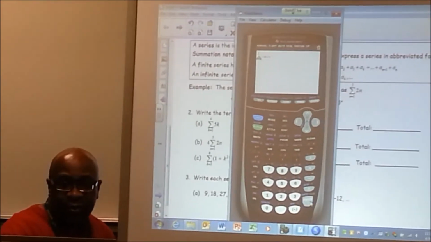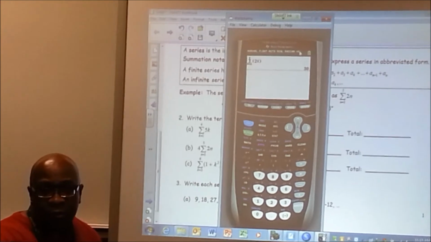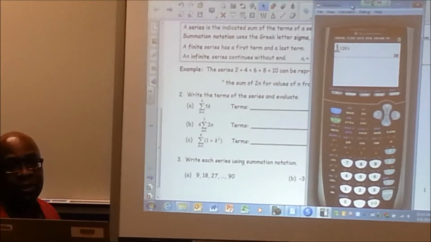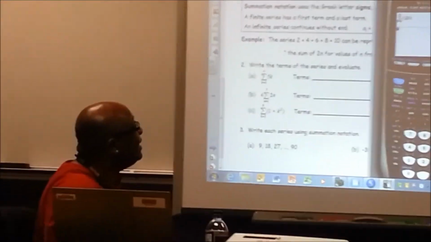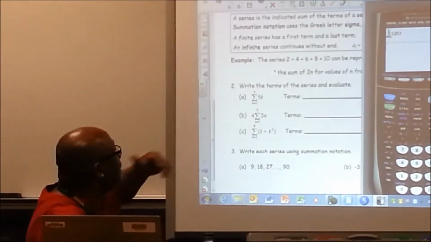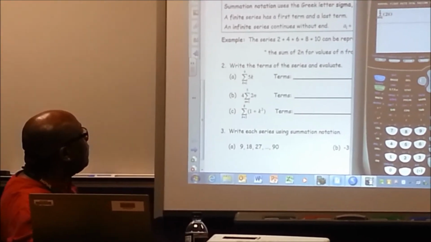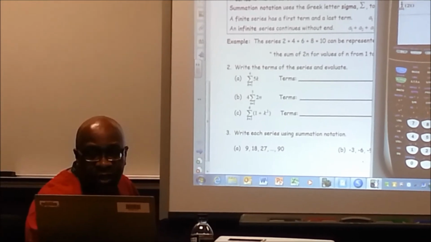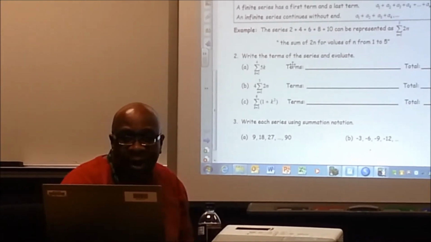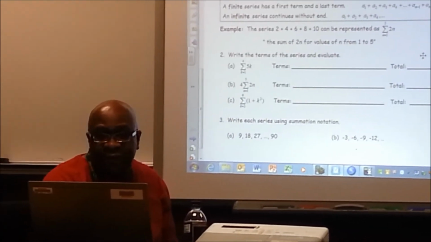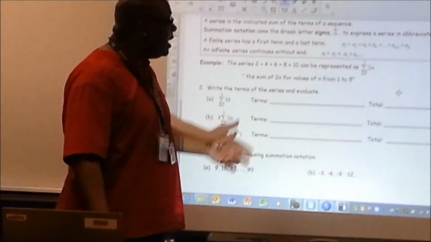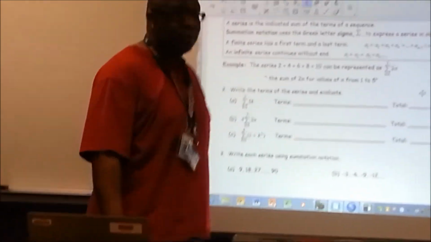When we hit enter, we're going to get a total of 30. Because if you add 2 plus 4 plus 6 plus 8 plus 10, that indeed equals 30. So let's look at these examples here, and let's see what we can get. First thing we're going to do, write the terms of the series and evaluate. So they're not only asking us for the terms of these sequences, they're asking us for the total as well.